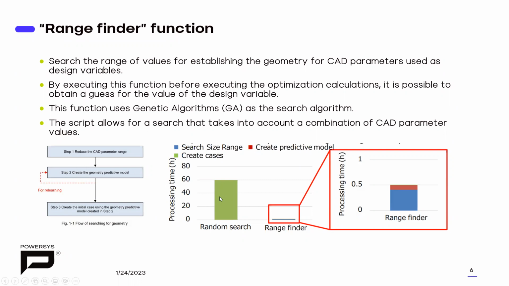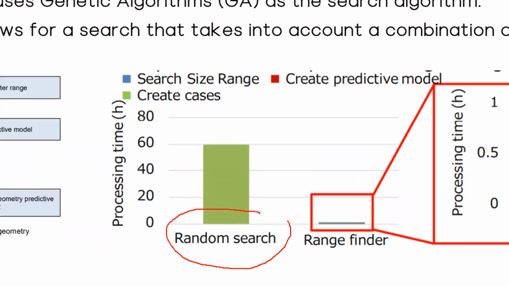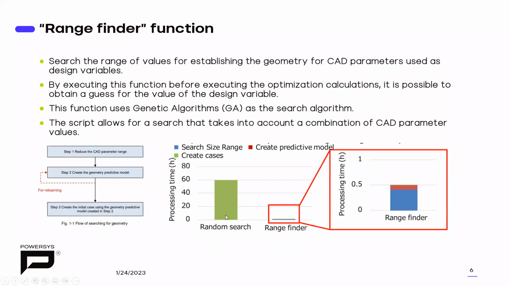So with all those tools, the combination of Rangefinder and predictive model, you can see here the comparison between the random search, which is the classical one, and the Rangefinder plus predictive model. So you can see that the entire process time for the optimization is much lower.